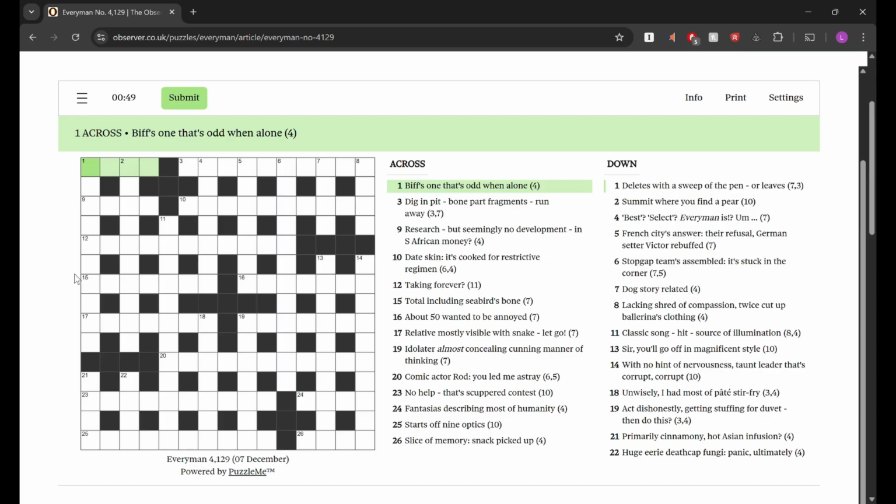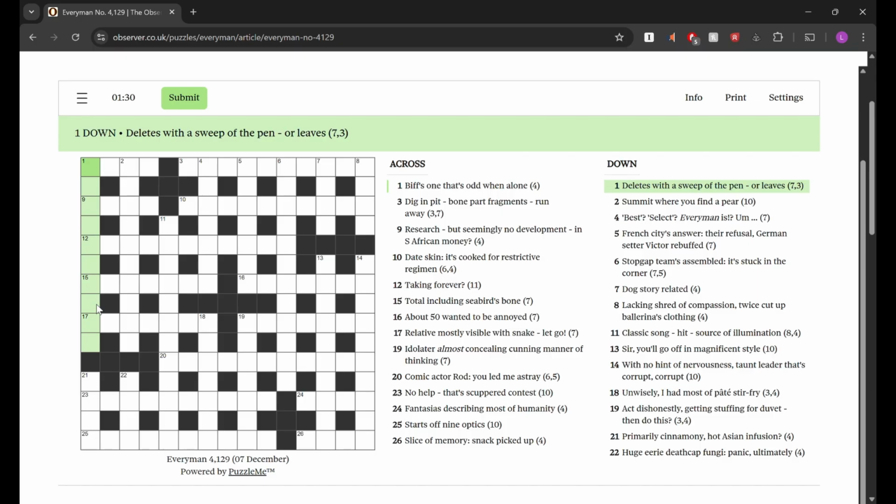One across. Biff's one, that's odd when alone. Odd, are we taking the odd letters from Biff's one? It'd be like IFO, no. This wouldn't be BF. Let's come back. One down. Deletes with a sweep of the pen or leaves.